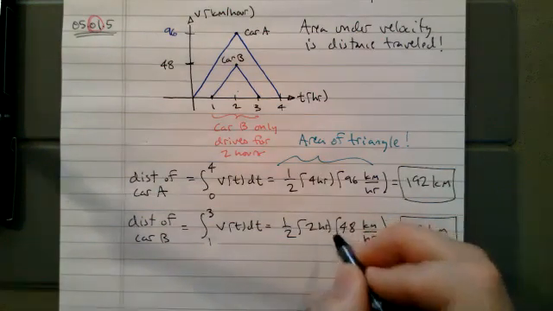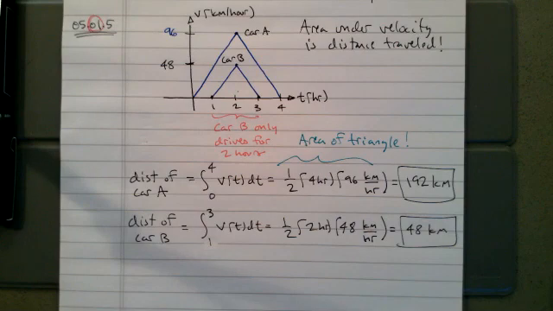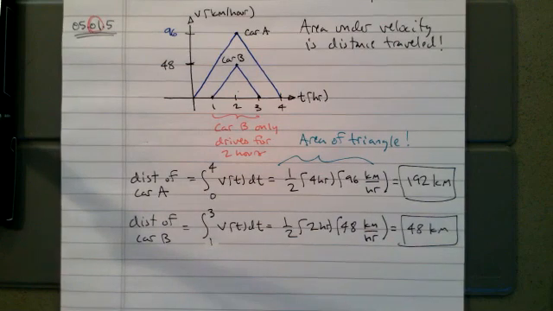Any questions? In both cases, the velocity was positive, so the distance will be increasing. The cars are going one direction. The derivative tells you what direction the function is going, and the area tells you how much it goes. Any questions? Great. So we're just doing the area of a triangle for each of these triangles.